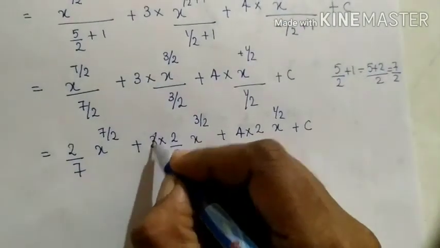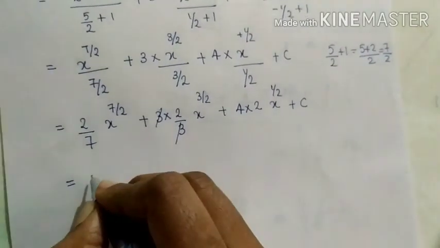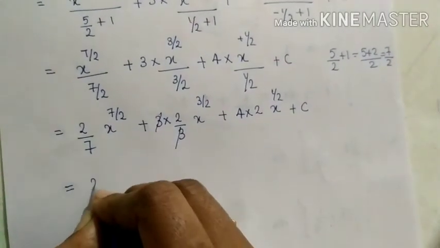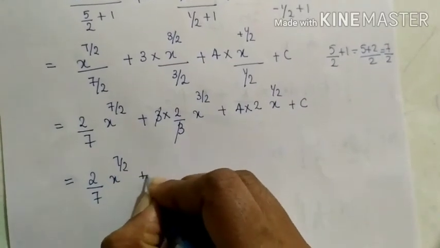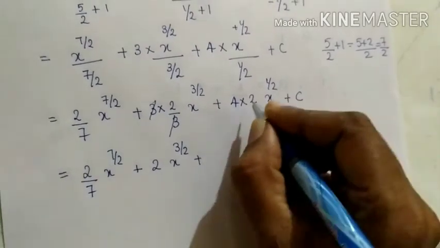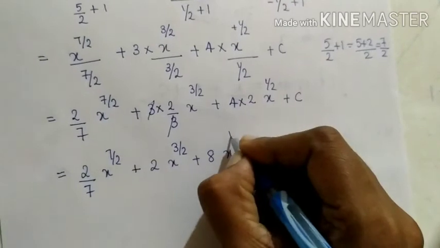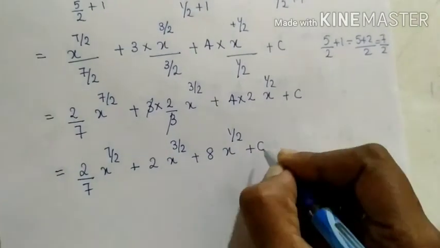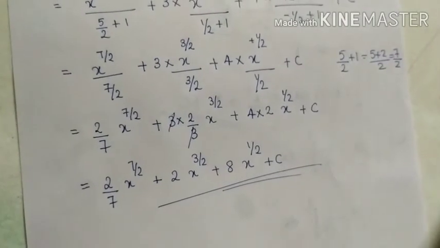So these 3s will cancel each other and we get our final answer. The answer will be 2 by 7 x raised to 7 by 2 plus 2 x raised to 3 by 2 plus 4 into 2, 8, 8 x raised to 1 by 2 plus C is our final answer. Okay, so I hope you understood.